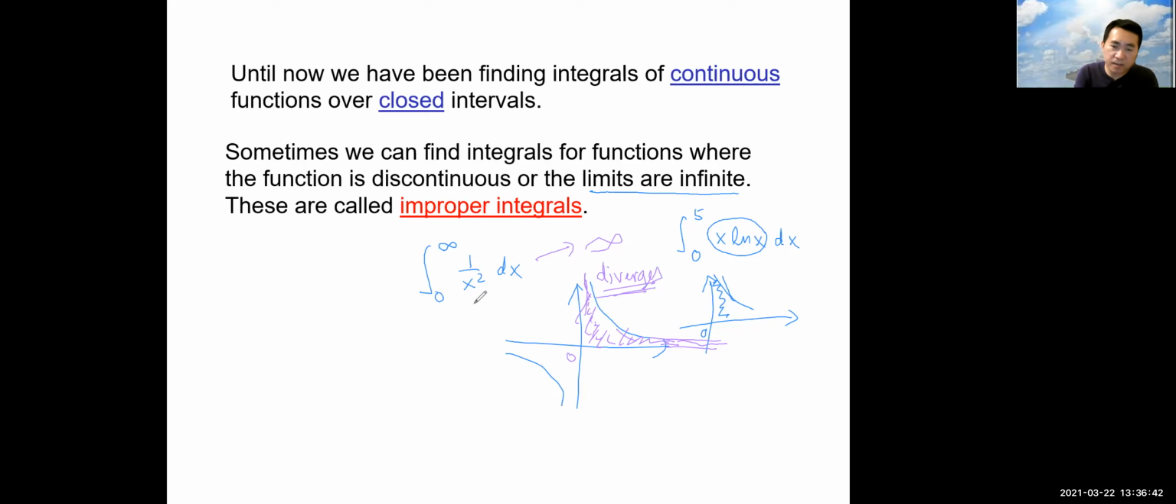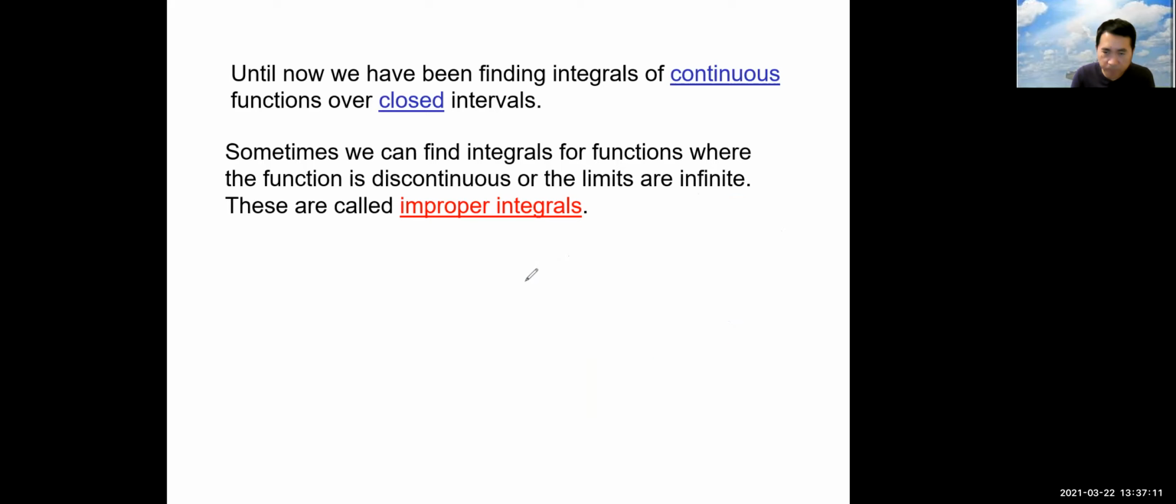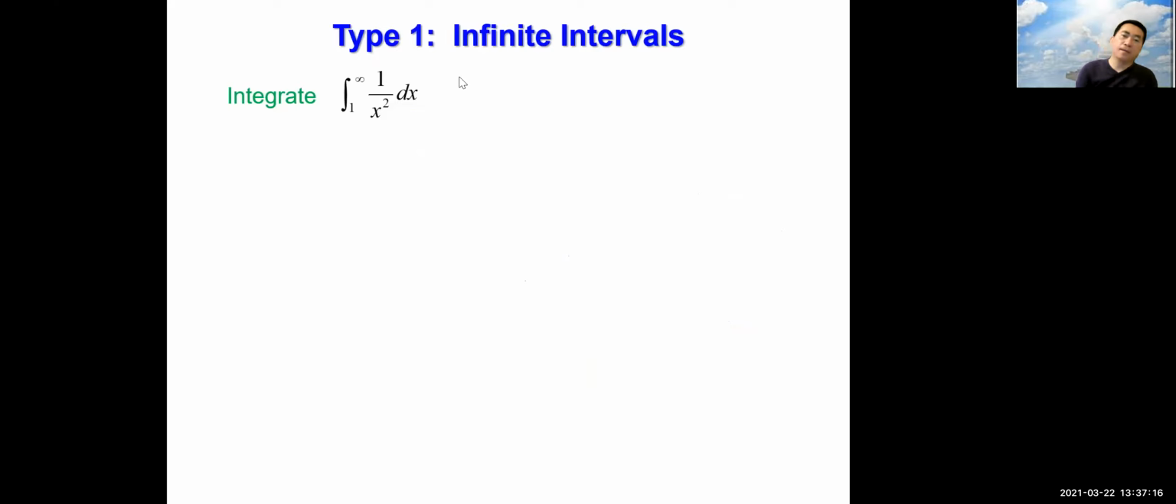Then the second scenario is, well, it is finite. Even though there's a gap here, gap there, it may come out to be 5, 10, 20 as an area. So in that case, we say it converges. Right. So let's dive into the two types of improper integrals here. All right. So let's look at the first type. This is called type 1, the infinite intervals.